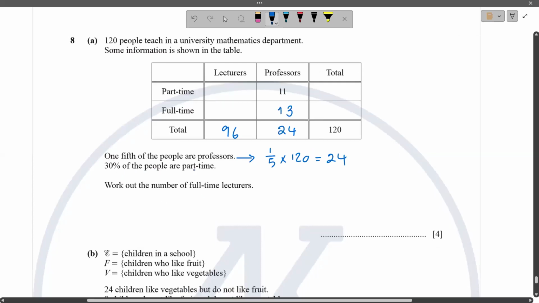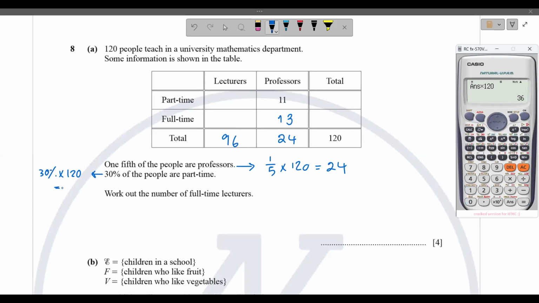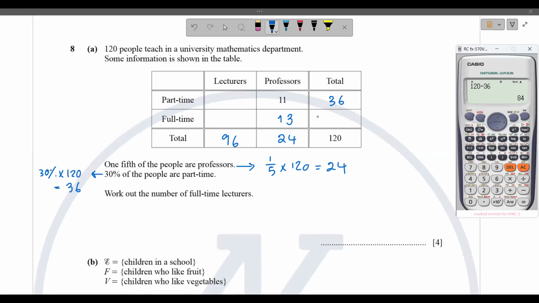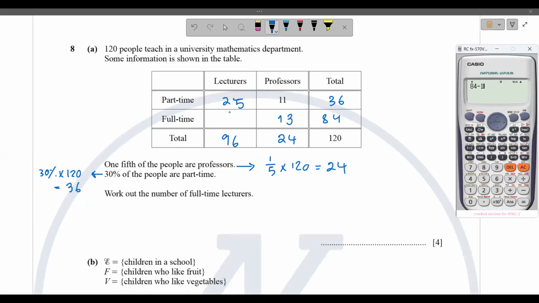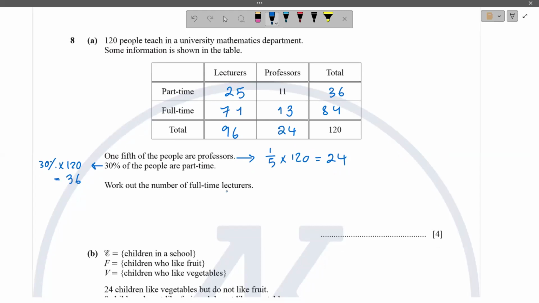Then 30% of the people are part-time. So it's 30% multiplied by 120. 30 over 100 multiplied by 120 is 36. So the part-time here is 36. 120 minus 36 is 84. And 36 minus 11 is 25. And 84 minus 13 is 71. Okay. Work out the number of full-time lecturers. Full-time is 84.